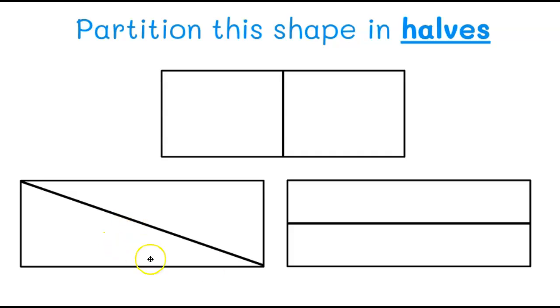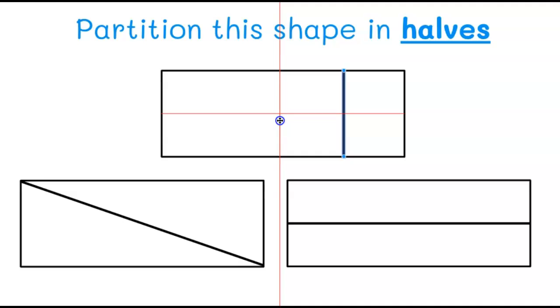These are 3 different ways to split your shape in halves. The only rule is that these 2 pieces have to be exactly the same. So if I said, look, now this is halves, this top one now is not halves because this piece is smaller than this piece. So if I said you get this half of the candy bar and I get this half, we're not really getting halves, are we? Someone's getting a lot more. So halves have to be exactly equal.